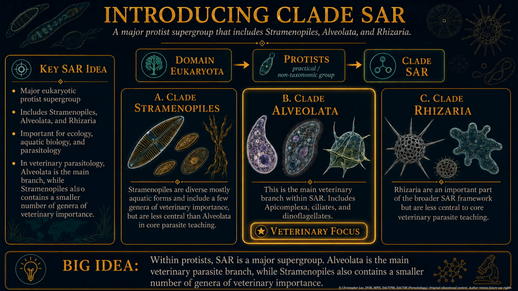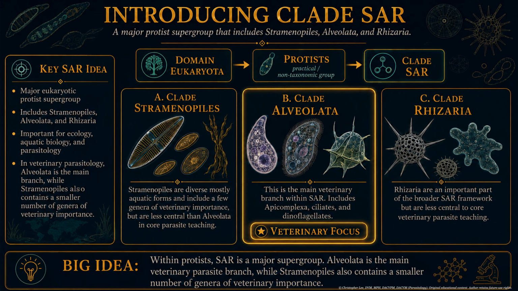Before we go further, a clade is an evolutionary branch, a group of organisms that share a common ancestor and includes that ancestor's descendants. Unlike terms such as class, order, or phylum, a clade is not tied to one fixed taxonomic rank. Clades can be large or small, and they can be nested inside one another. So here, SAR is the larger clade, and Stramenopiles, Alveolata, and Rhizaria are major branches within it.